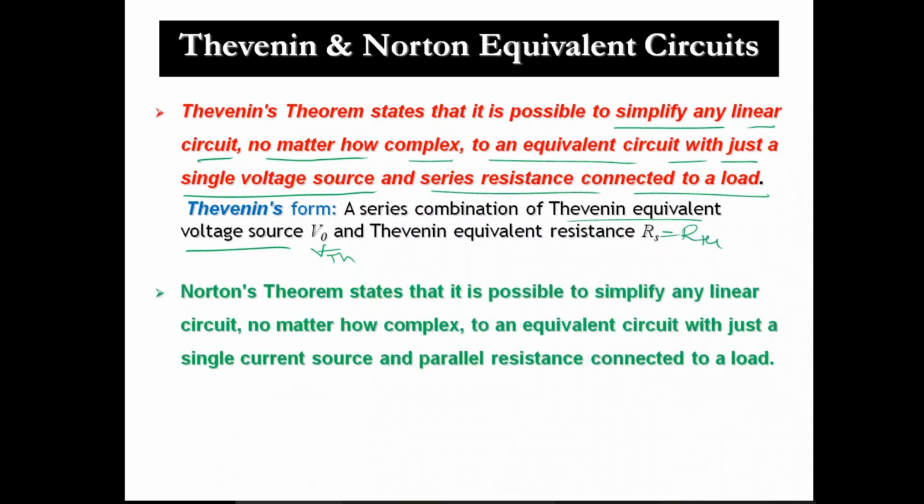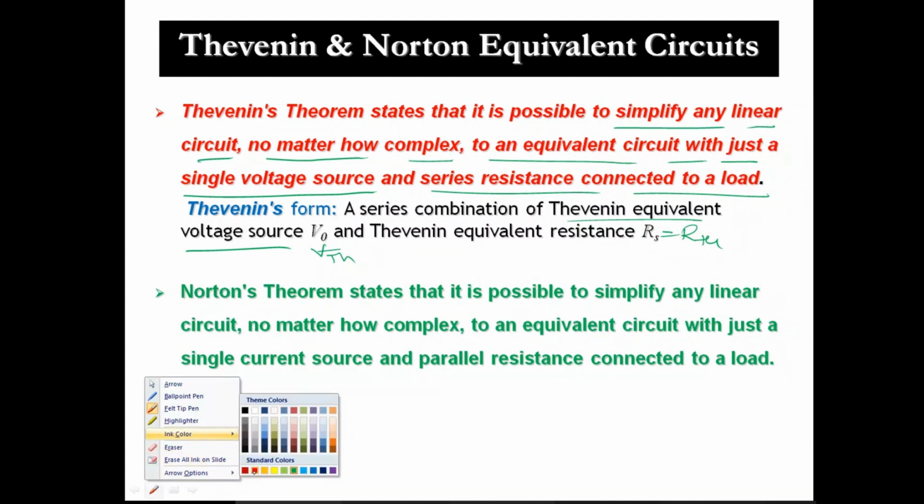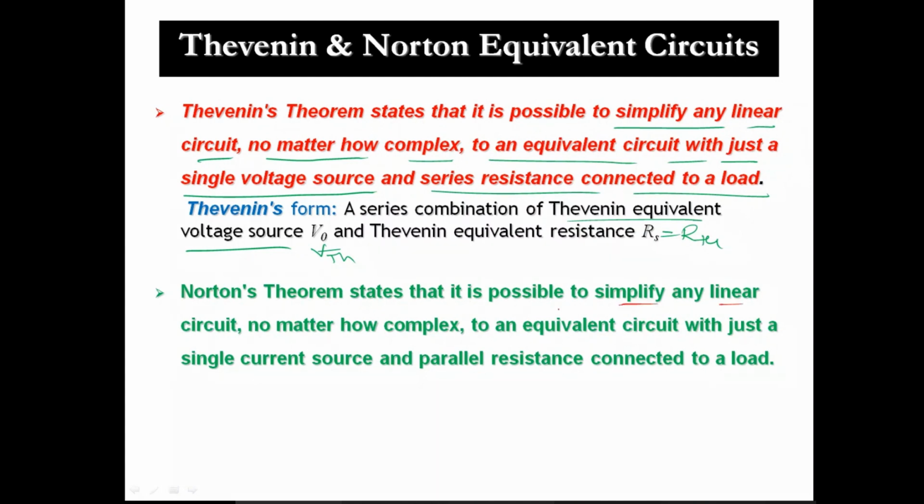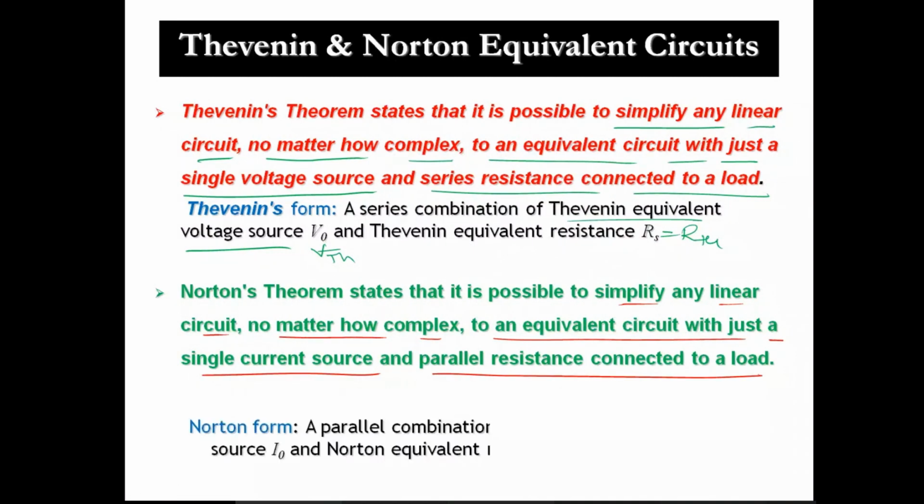Then coming to Norton's theorem. What does Norton's theorem state? It is possible to simplify any linear circuit, no matter how complex, to an equivalent circuit with just a single current source and a parallel resistance connected to it. So it is a parallel combination of Norton's equivalent current I0 or IN, and Norton's equivalent resistance R, which is RTH.